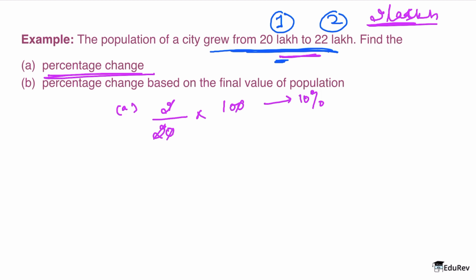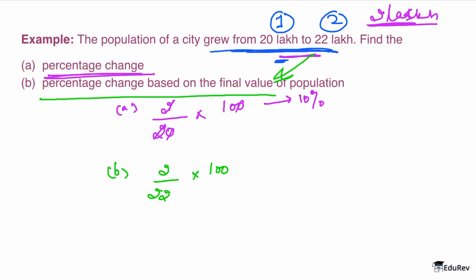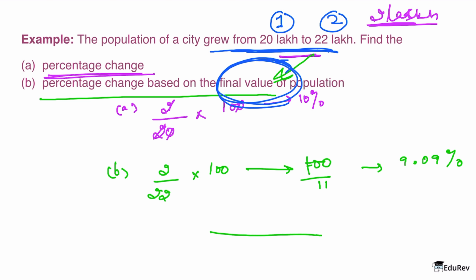Great. Next question. Percentage change based on the final value of population. Here I'm going to find the percentage change where my denominator is going to be the final value, and this is going to be 9.09%. Here in my question the final value is mentioned, therefore in my denominator I took 22, but in the first one nothing was mentioned, so by default I need to consider the original value. I hope you people understood this.